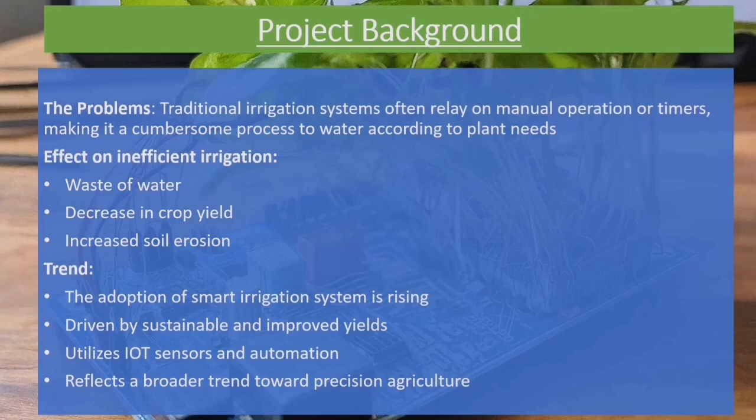These traditional techniques create many inefficiencies. Hence, there is a remarkable trend toward adoption of smart irrigation systems. These systems use many sensors and smart devices. This reflects a broader trend toward precision agriculture. Let's move to the next slide.